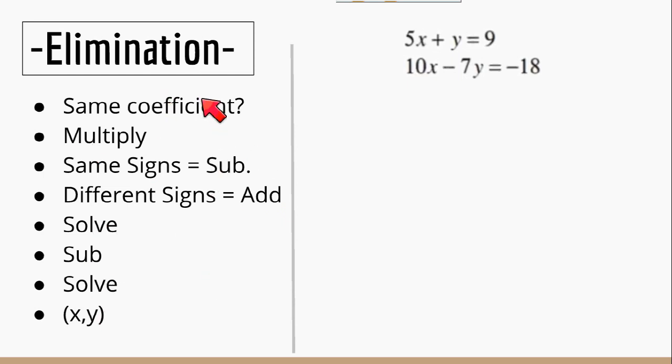So again, let's go through these a little bit slower. So if we look, none of our variables have the same coefficient. We have 5 and 10, 1, because it's just y, and negative 7. None of those are the same. So that takes us to multiplying.